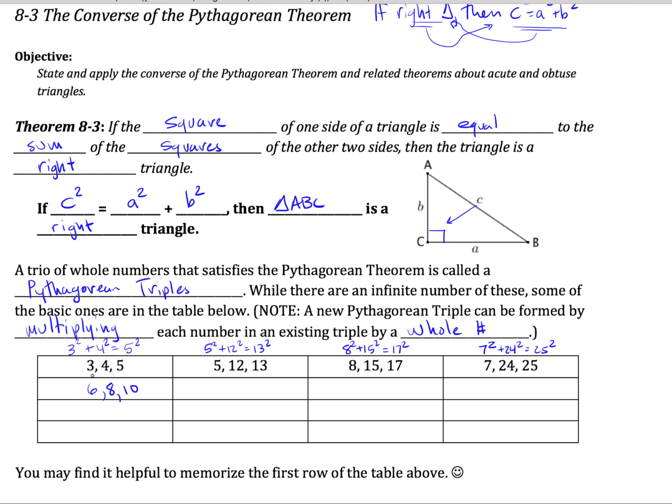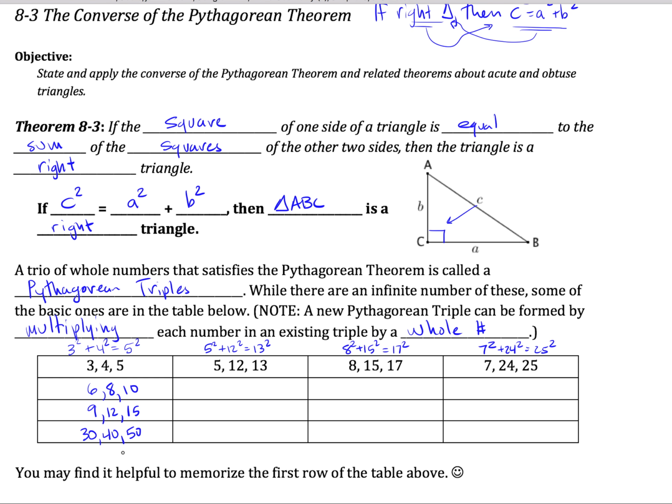Or you could multiply each one of those by 3, and you can get 9, 12, and 15. And that's a Pythagorean triple. Or you can multiply them by 10, and you could have 30, 40, and 50. And that would be a Pythagorean triple.